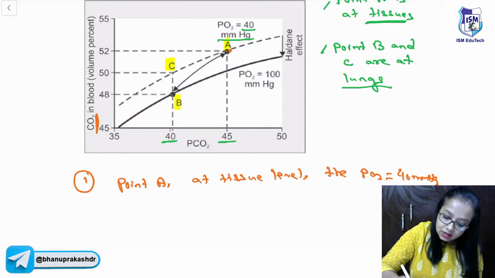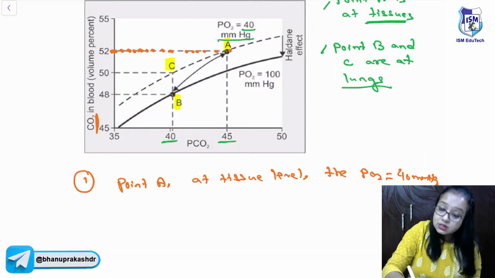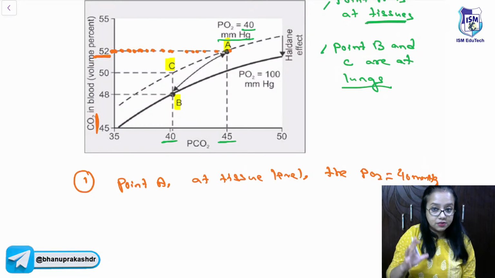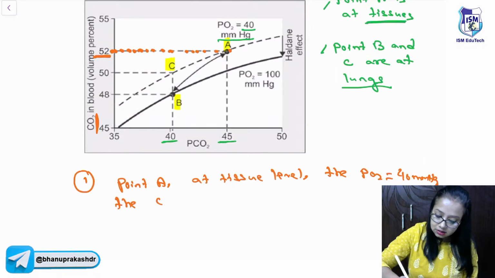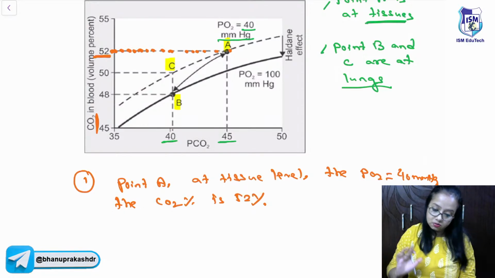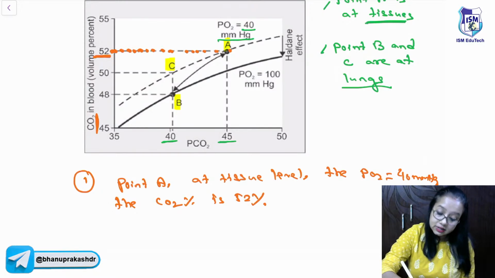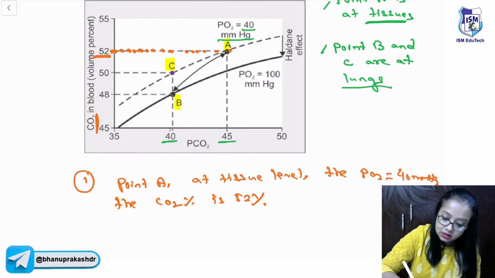So, point A, if we go by the dotted lines, at the level of the tissue, it is corresponding to 52% of the carbon dioxide in the venous blood. So, when the partial pressure of oxygen is 40 mmHg, in the tissue the carbon dioxide percentage is as high as 52%. After that, now think of point C. First, we will think of point C. Later, we will come to B.